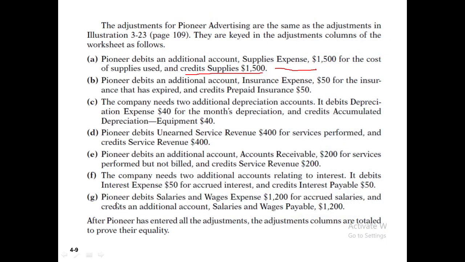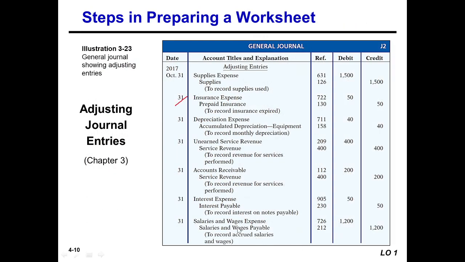And then the last one, G, Pioneer debits salaries and wages expense 1200 for accrued salaries, and credits additional accounts salaries and wages payable 1200. So salaries and wages expense debit and salaries and wages payable credit 1200.